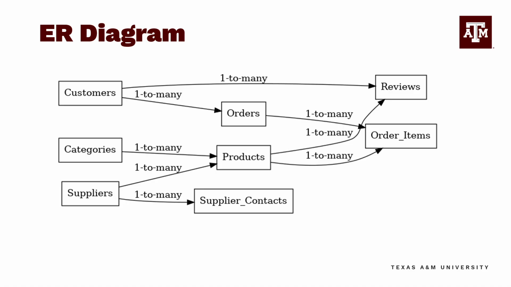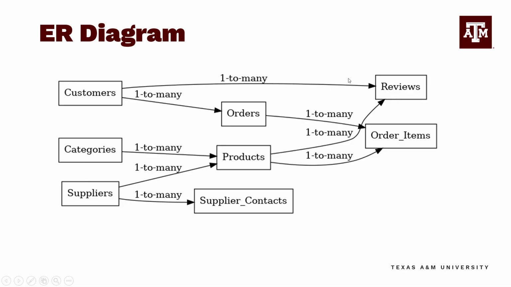What a one-to-many relationship means is, for example, take customers and orders. For every single customer, they can place multiple orders. But for every single order, there can only be one customer related to it. So that is what a one-to-many relationship is.